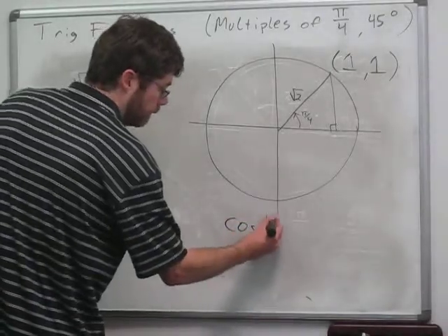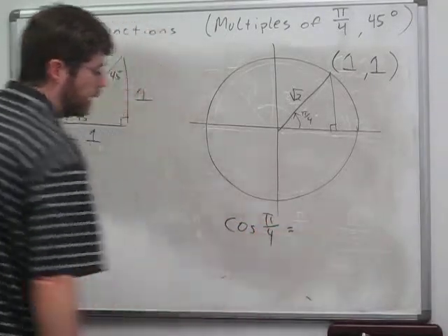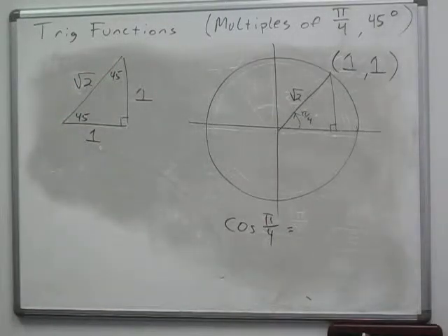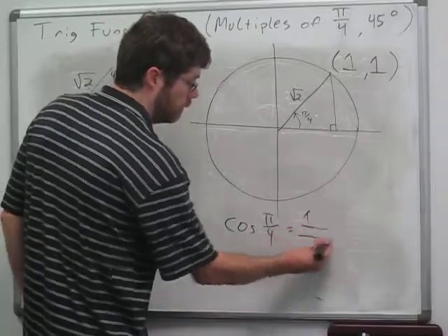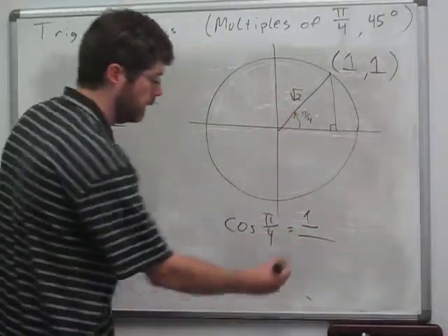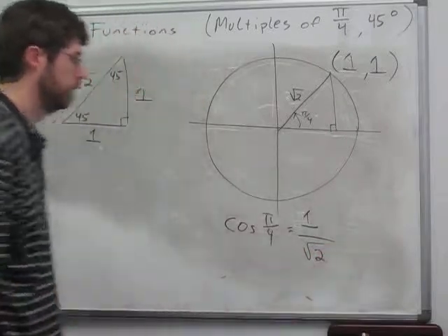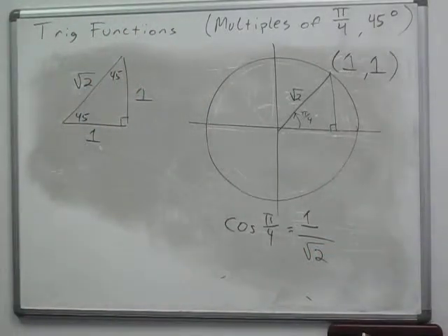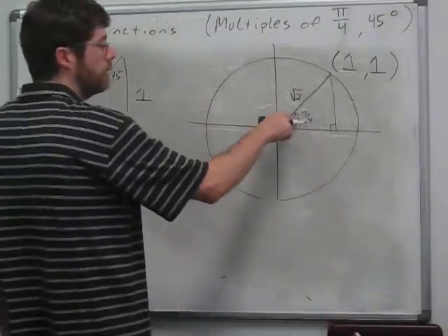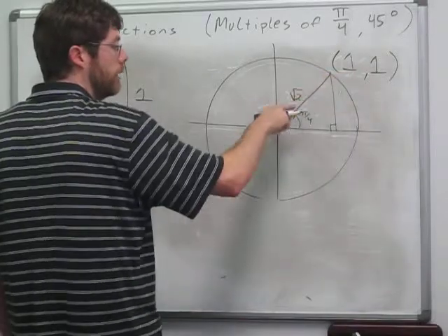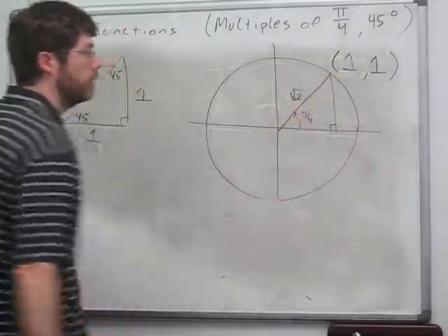The trade-off, when I evaluate cosine of pi over 4, is that I have to remember that I'm going to take my x-coordinate and divide by my radius. We actually divide by our radius when we use the unit circle. It just so happens to be 1, so the effect is minimal. Okay. So, pi over 4 on a circle of radius radical 2 gets the point 1, 1.